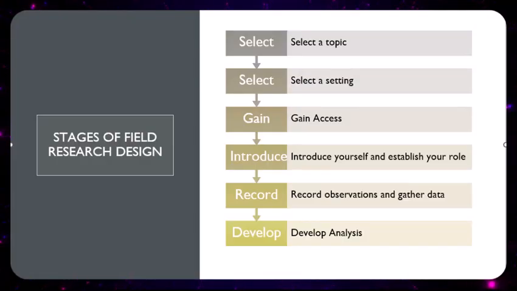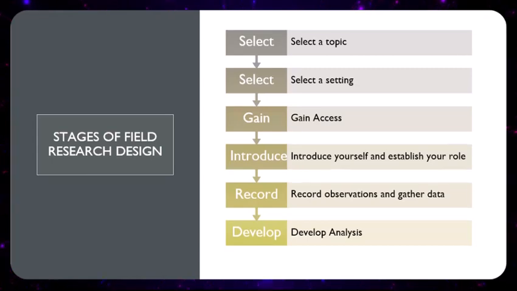There are 6 main stages of field research. First, select a topic. Second, select a setting. Third, gain access. Fourth, introduce yourself and establish your role in your setting. Fifth, record your observations and gather data. And 6, develop analysis. However, the recording and developing of analysis typically take place simultaneously or iteratively, where you record observations, analyze, record more, do more analysis, so on and so forth.